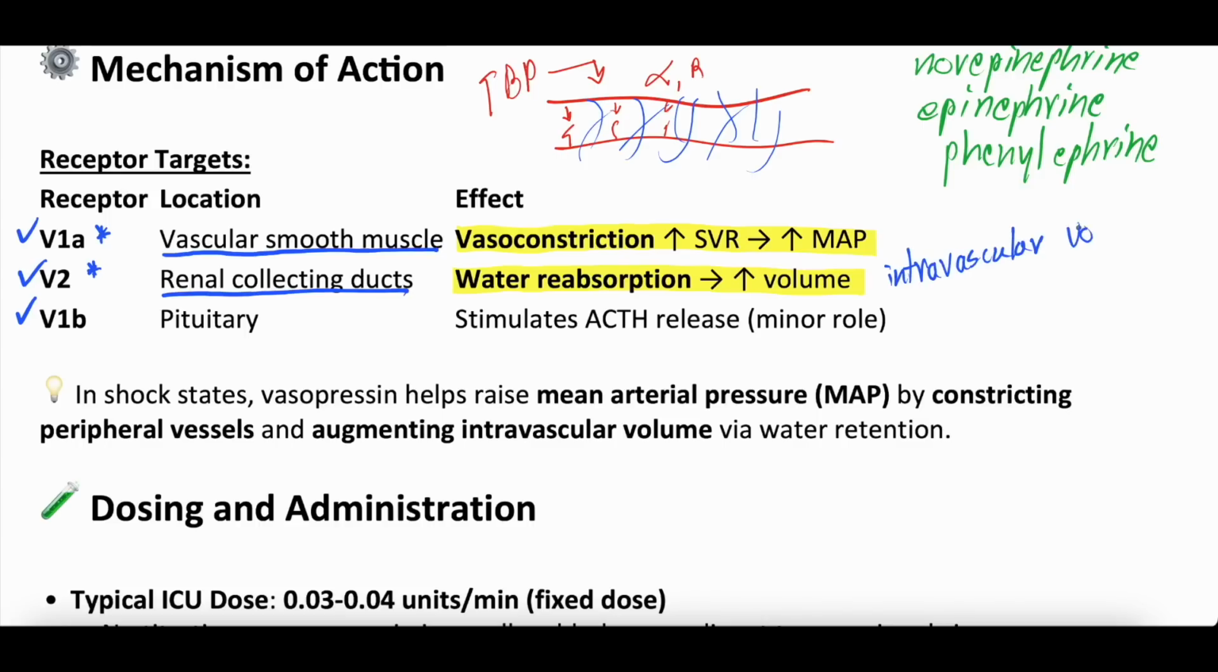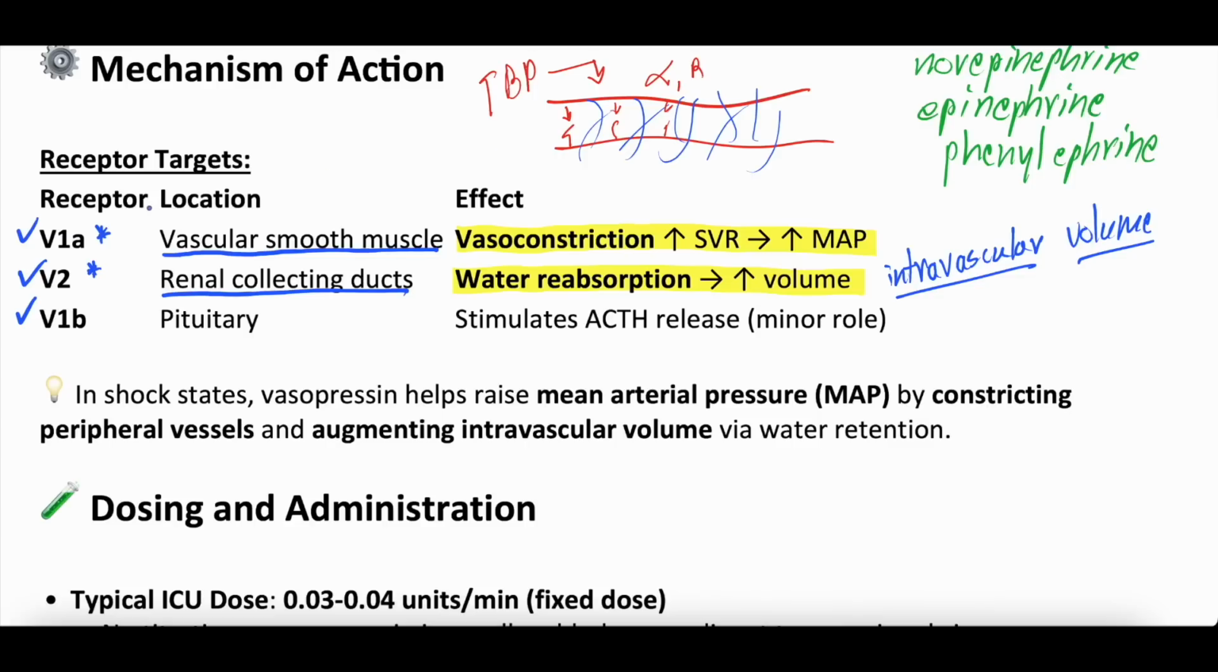And if you are in septic shock or hypovolemic shock, or you're in a shock state where increasing that vascular volume will be a benefit, this can help increase the blood pressure too. Now, this is a minor mechanism, right? You can still use vasopressin in shock states that do not require increases in intravascular volume. So you shouldn't shy away from vasopressin just because you think, oh, vasopressin is going to increase the intravascular volume. All right, it's a minor mechanism. You can still use vasopressin.